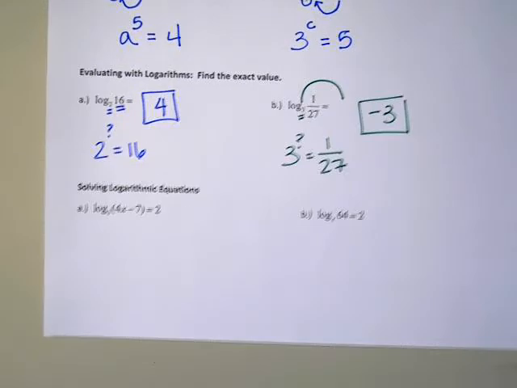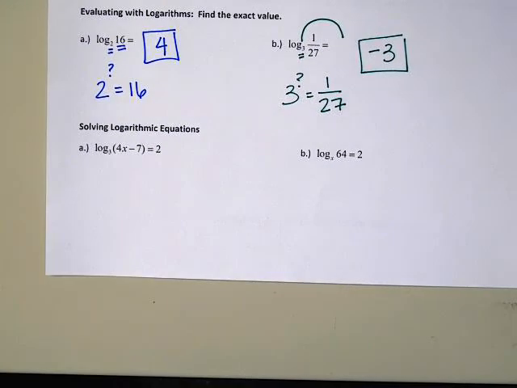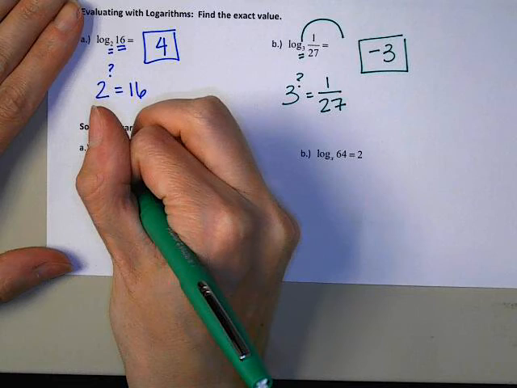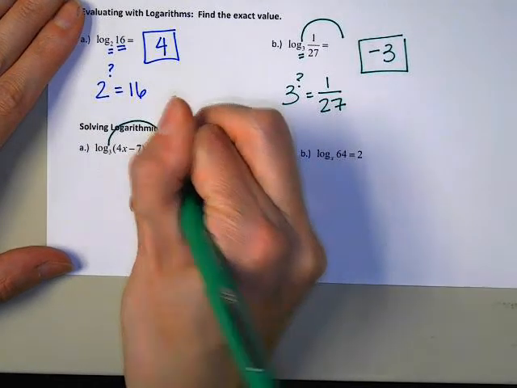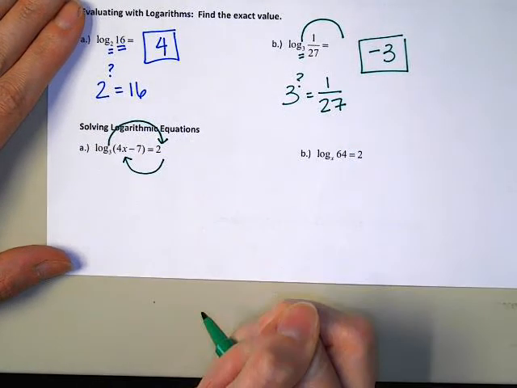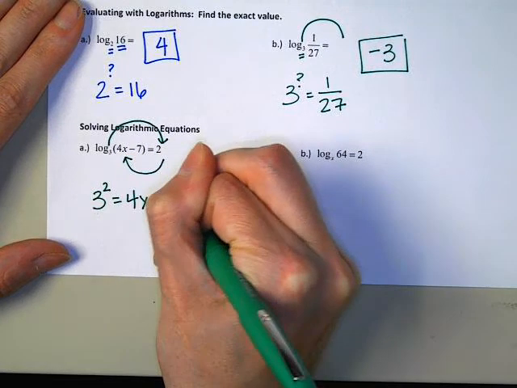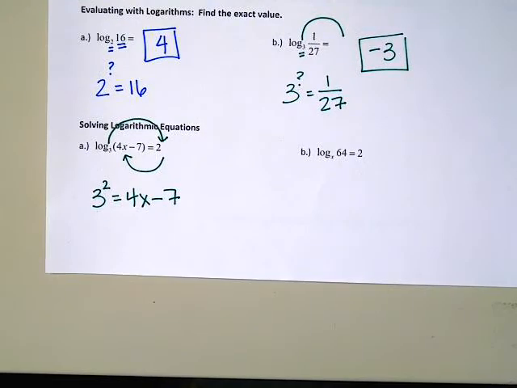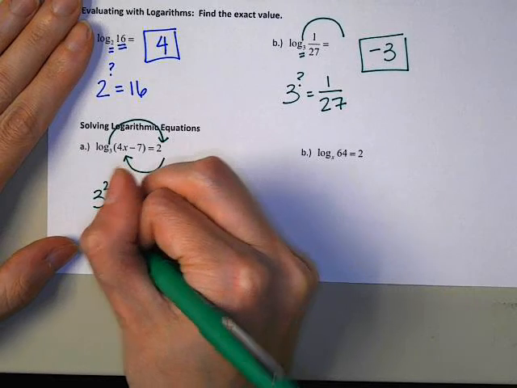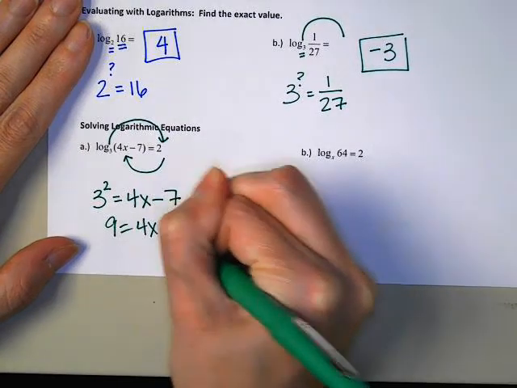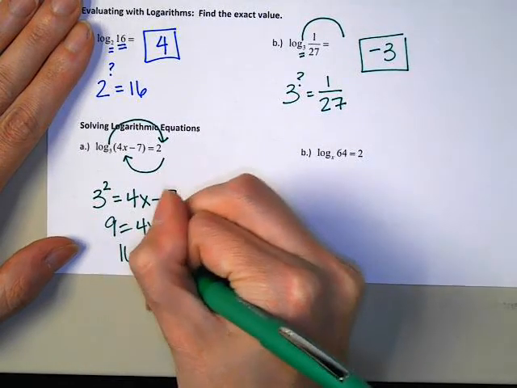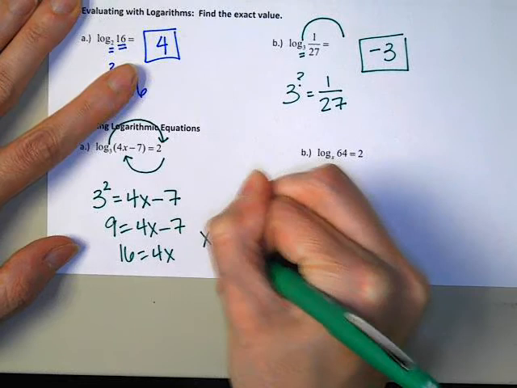Okay, now solving logarithm equations. Okay, very similar. You're going to write it as an exponential. So 3 to the power of 2 equals this. Okay, so 3 to the power of 2 equals 4x minus 7, and then just solve. Okay, so 3 squared is 9. 9 equals 4x minus 7. If you add the 7 over, we get 16 equals 4x, so x would be 4.